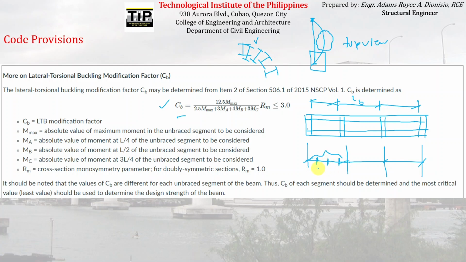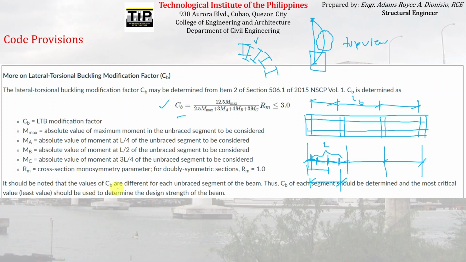So, yan, saan ba yung mga location na yan? Yung unbraced length, we just divided it into four equal segments. Okay? First segment, second segment, third segment, fourth segment. So itong first segment na to, this is actually L over 4 from the left end. Itong segment na to is actually L over 2 from the left end. Itong segment na to is actually 75% or 3/4 nung length na to. Okay? So take note, ito lang yung length. Yan lang yung L. Okay, so that is how you can compute the LTB modification factor.